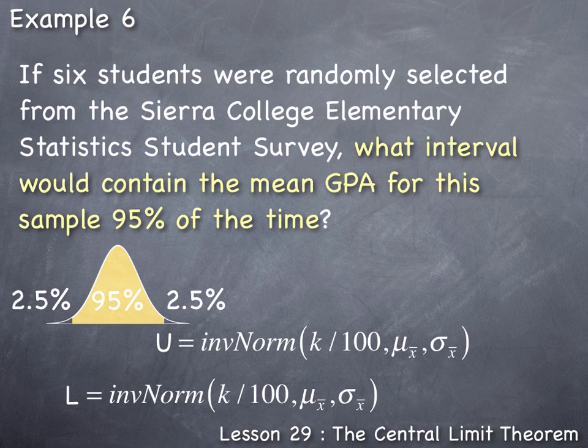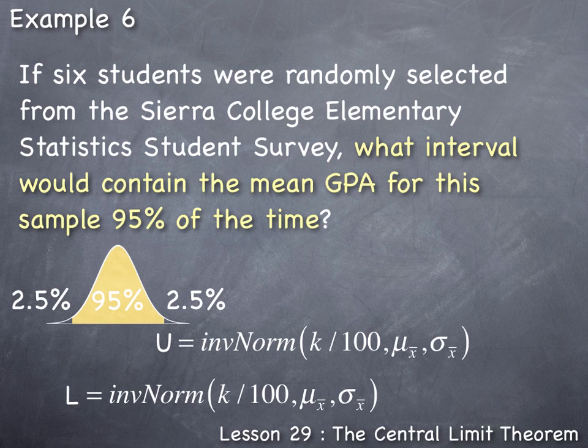So there are 3 values that are inputted into the inverse norm command. The first, the k over 100, represents the percentile, or the percentage of the distribution that is less than that particular value. The last 2 values are mu sub x bar, the mean of the sampling distribution of the x bars, and sigma sub x bar, the standard deviation of the sampling distribution of the sample means.